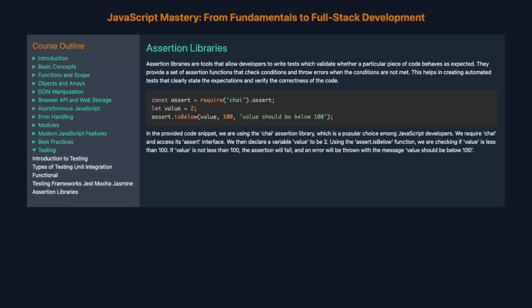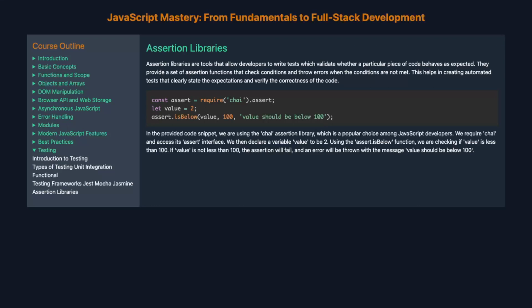Assertion libraries. Assertion libraries are tools that allow developers to write tests which validate whether a particular piece of code behaves as expected. They provide a set of assertion functions that check conditions and throw errors when the conditions are not met. This helps in creating automated tests that clearly state the expectations and verify the correctness of the code.